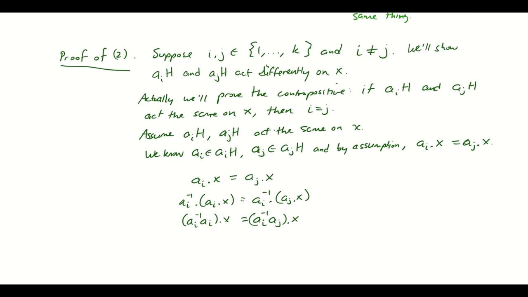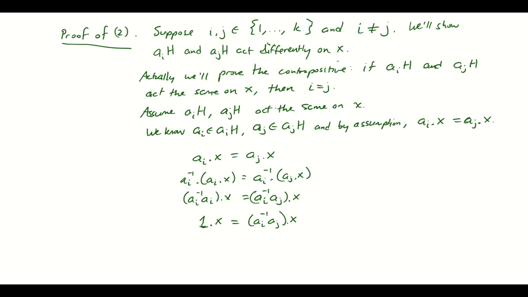That's kind of what we did when we were proving that a homomorphism is one-to-one if and only if its kernel is trivial. Same strategy, turn things into the identity and good things will happen. So now we have the identity acting on X. That's the same as AI inverse AJ acting on X. But the identity acting on X is just X. So really what I've come up with here is that AI inverse times AJ, that's a times, not an acting on X is just X.